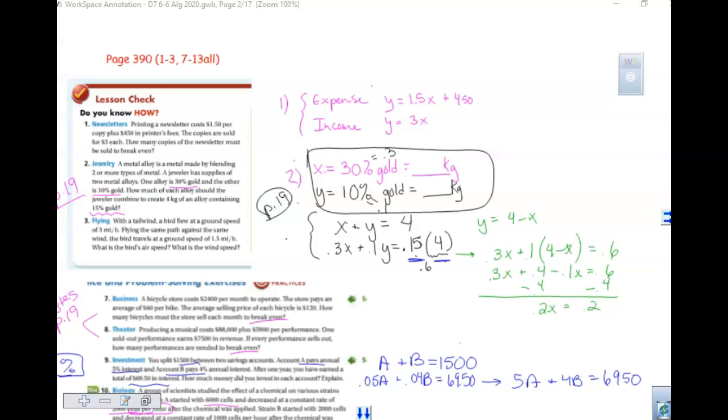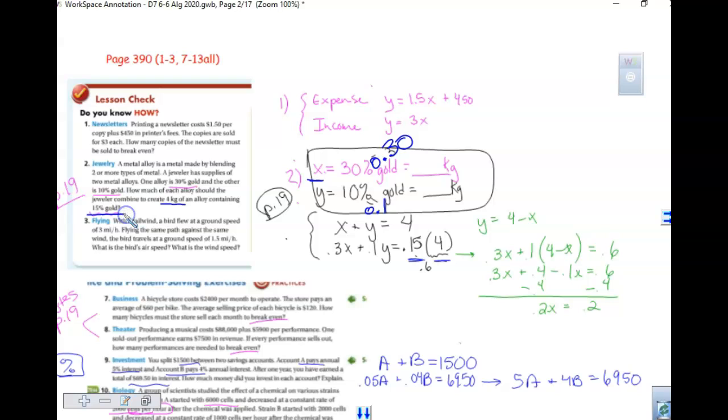So number 2 is a question. A metal alloy is made of blending 2 or more types of metal. The jeweler has supplies of 2 metal alloys. One is 30% gold, so I call that my x. 30% gold, as a decimal, is 0.30 or 0.3, however you'd like to write it. The other one is 10% gold. When they talk about 24 karat gold, they're kind of talking about those percentages. So again, 10%, 0.1. And the first thing we know is that it makes 4 kilograms.